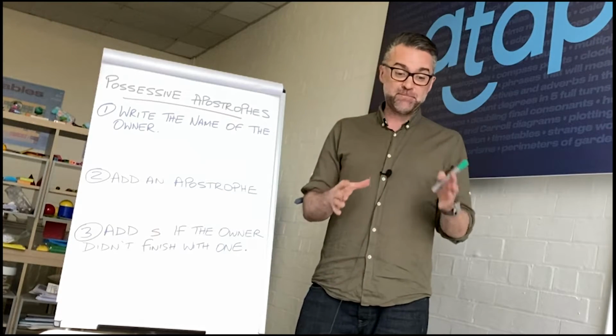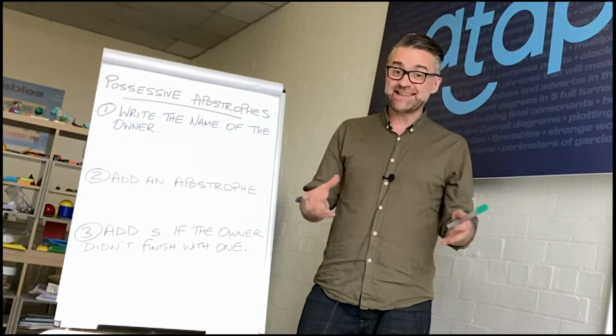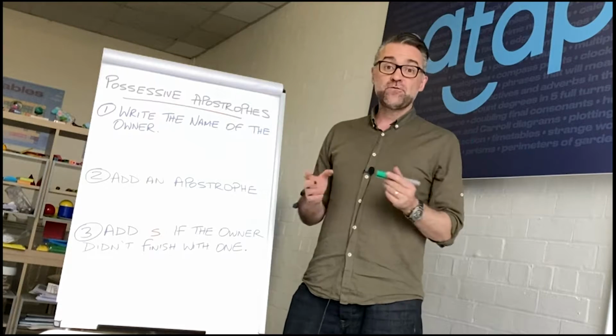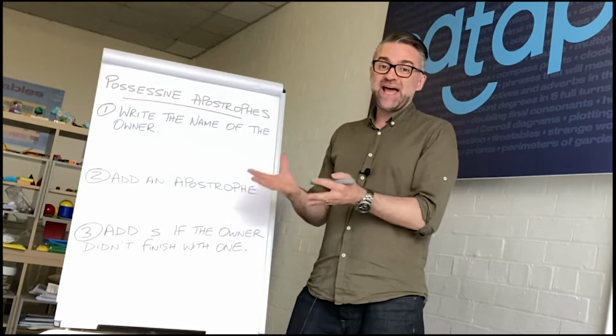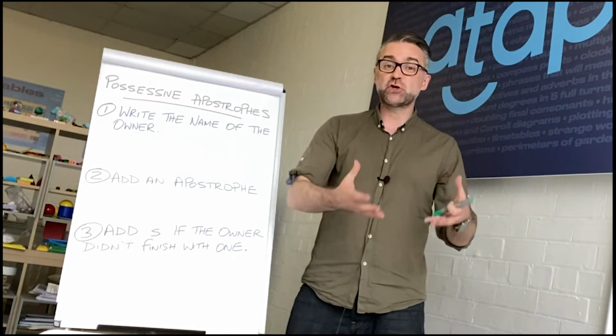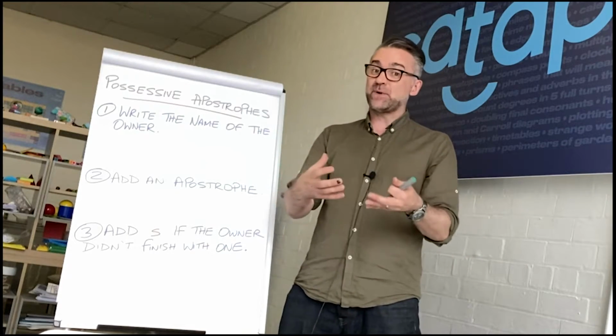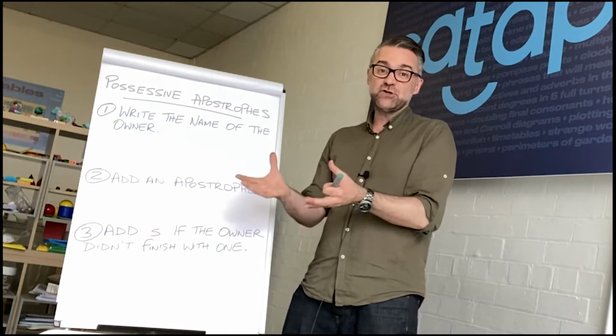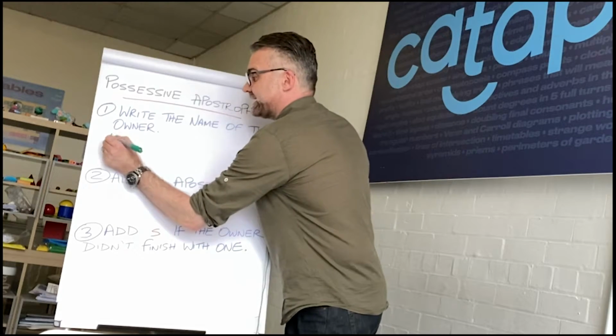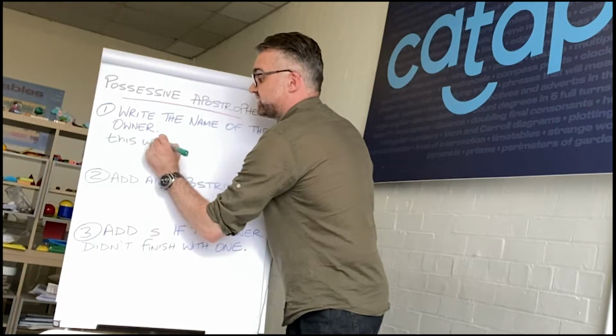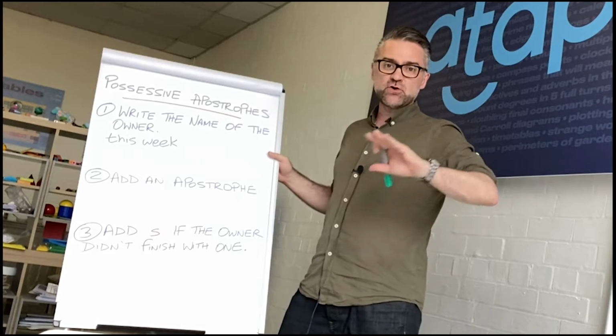Now, the owner might be a person, a character, an animal, something like that, but it can also be an abstract thing. For example, this week could have a menu at school. There could be a menu belonging to this week, and we would say this week's menu. So our owner is this week. And I'm just going to write that here. First of all, to give an example, write the name of the owner, nothing else yet.